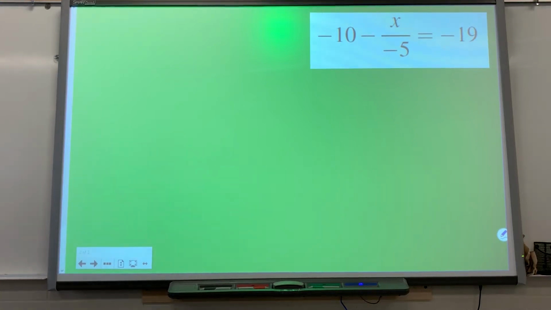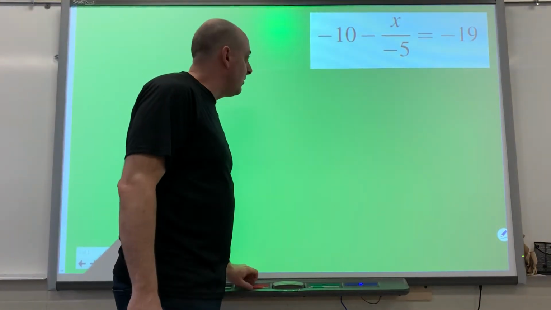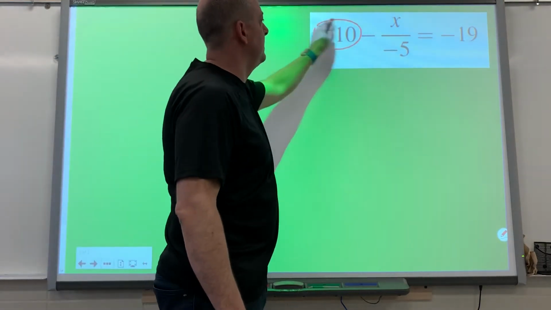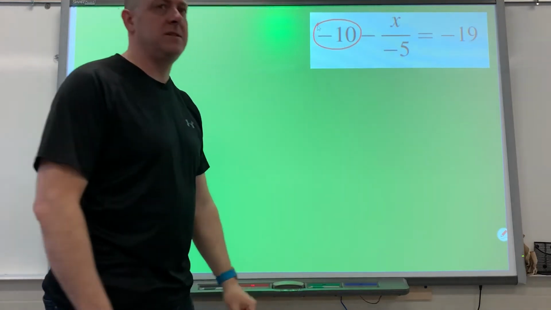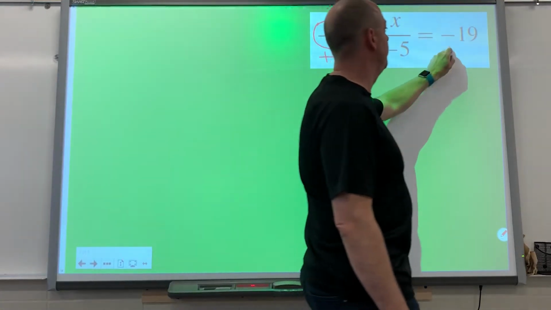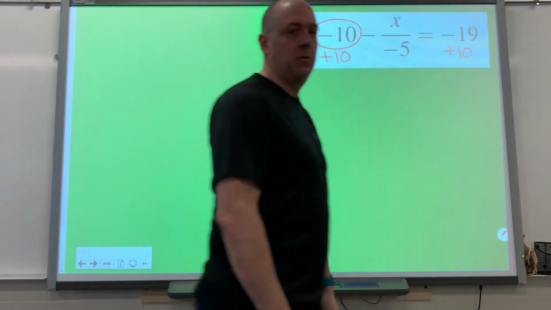Another example of a question that's a little bit more difficult for people with isolating the variables. So where do we start? We have an integer here on the same side as our variable. And again, the easiest thing to do is to get rid of the integer first. So we will add 10 on both sides and see what we have left.